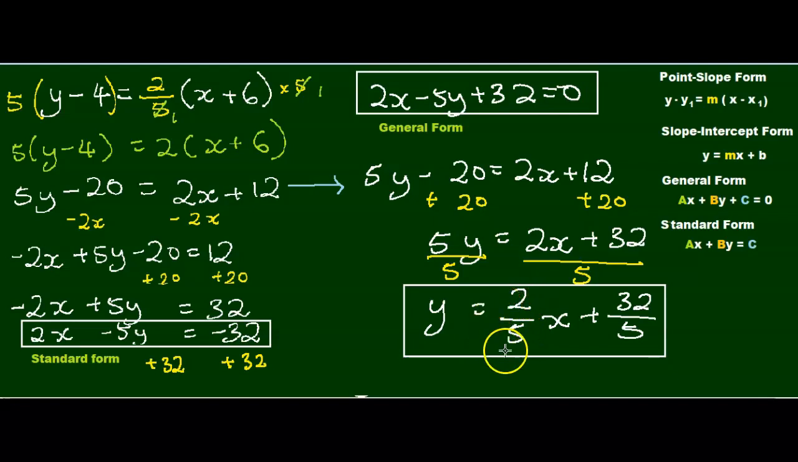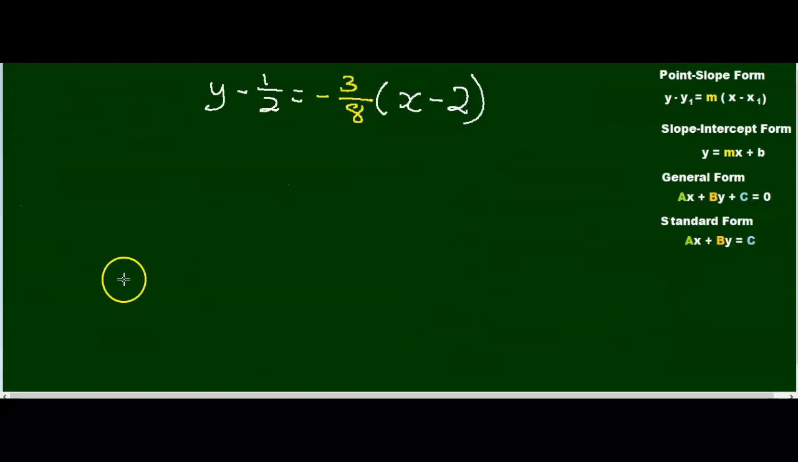In the slope-intercept form, you can have your m and your b as fractions. It doesn't matter. Here's one final example, this time with a negative fraction as the slope and a negative coordinate for the point as well. So what's our first step? Let's get rid of that denominator. In this case, it's 8. So we're going to multiply both sides by 8.